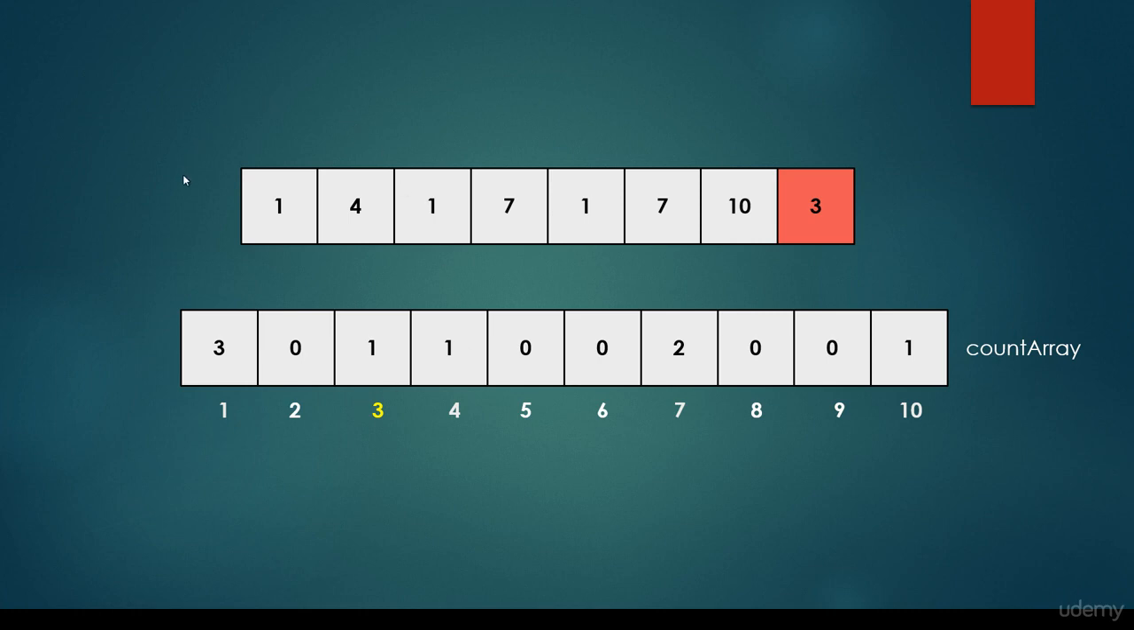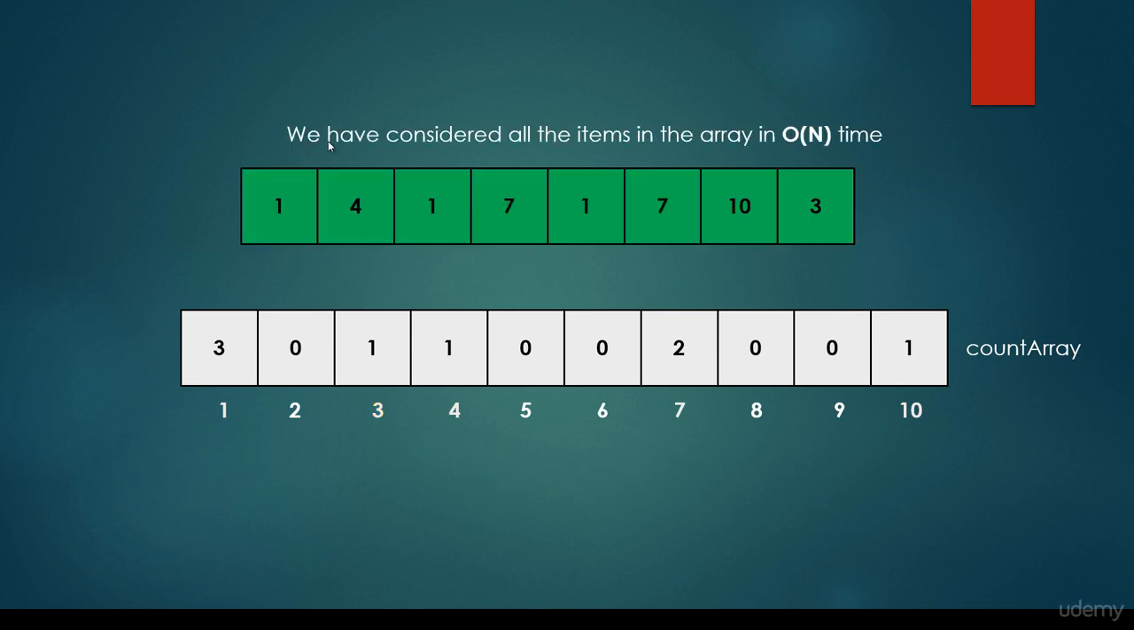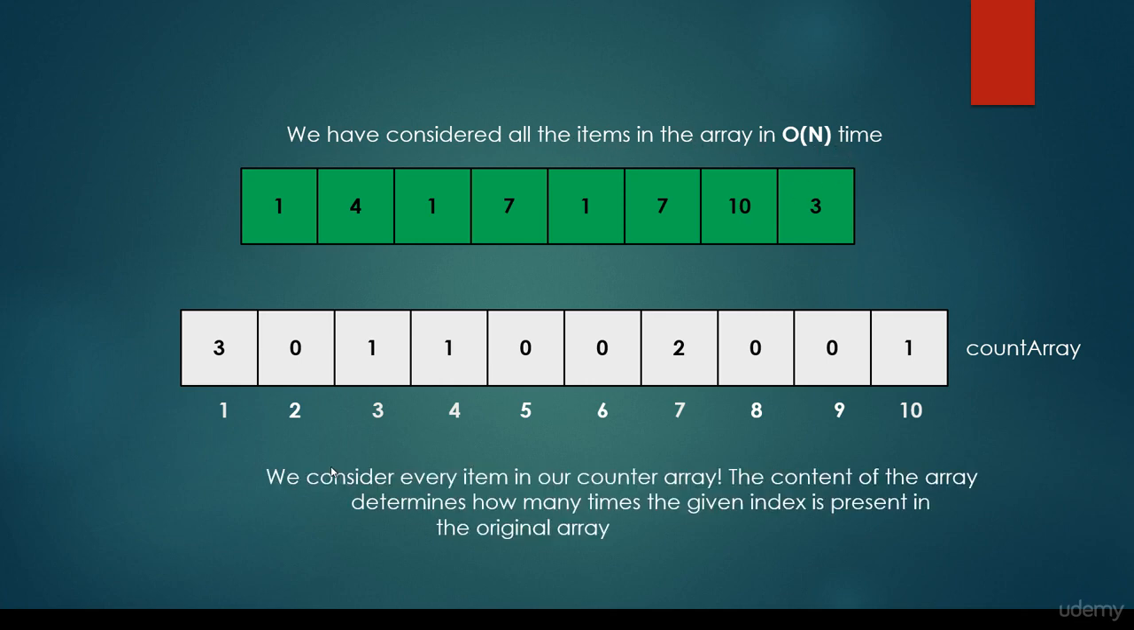So as you can see, we have to iterate through the original array once. It's going to take O(n) linear time complexity, where n is the number of items in the original array. Then we have to iterate through the counter array, which is going to take O(k) running time, and k is the number of items, so the maximum minus the minimum plus 1.